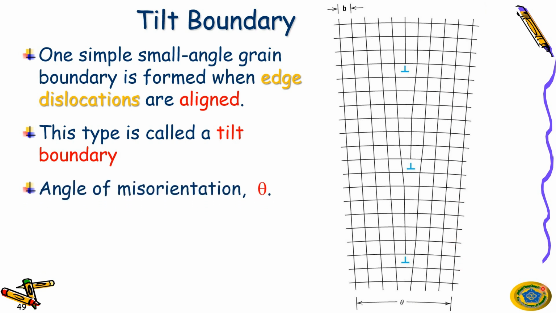And then this is the angle of the misorientation. This angle. No, the Burgers vector is here. Right. Okay. So this is called an edge dislocation array. And we also call this tilt boundaries.